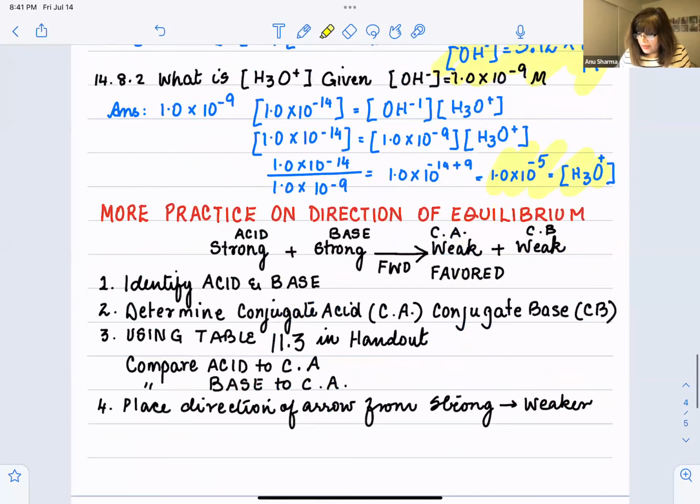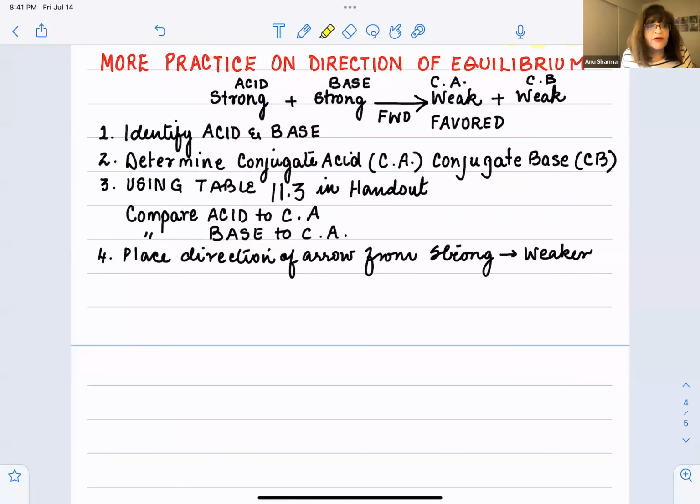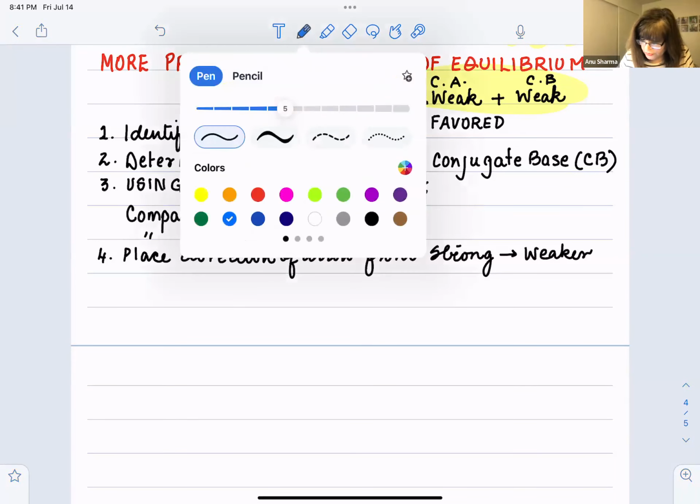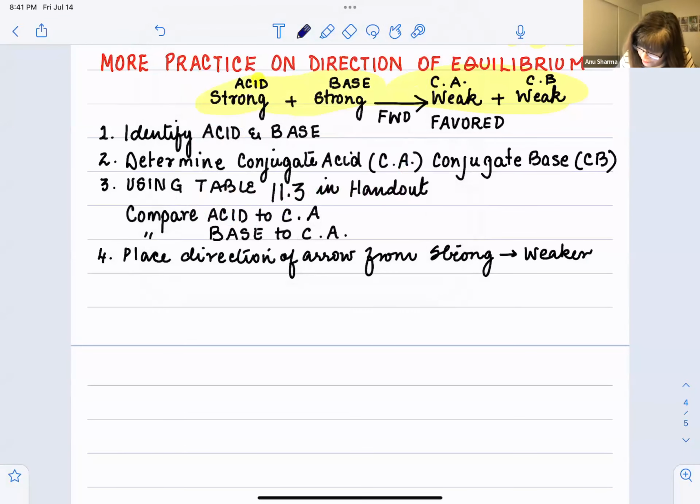All right. Last but not the least, I'm giving you more practice on the direction of the equilibrium. Let me get a problem here, but these are the steps. The general rule is that the direction of the equilibrium is going to be moving from the strong to the weak side. It can be backward also, so there's one moving forward and the other moving backward, but the forward is preferred.